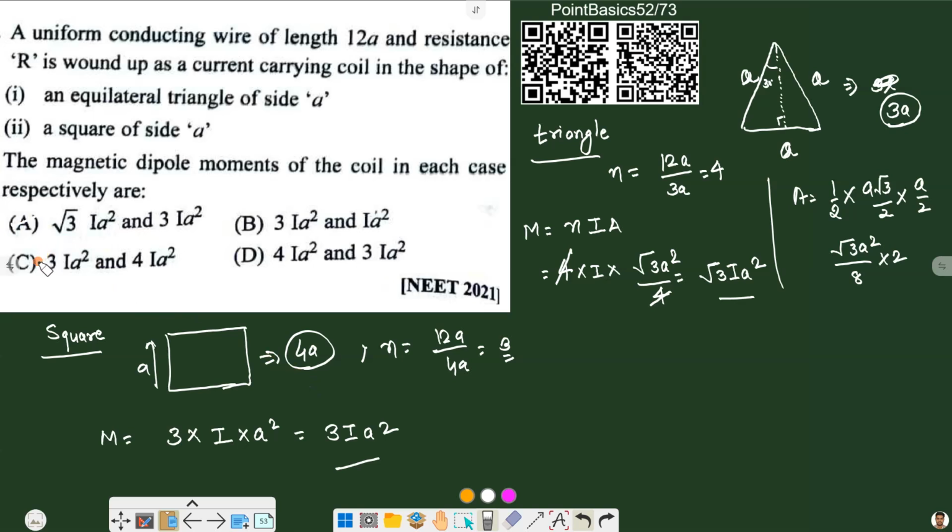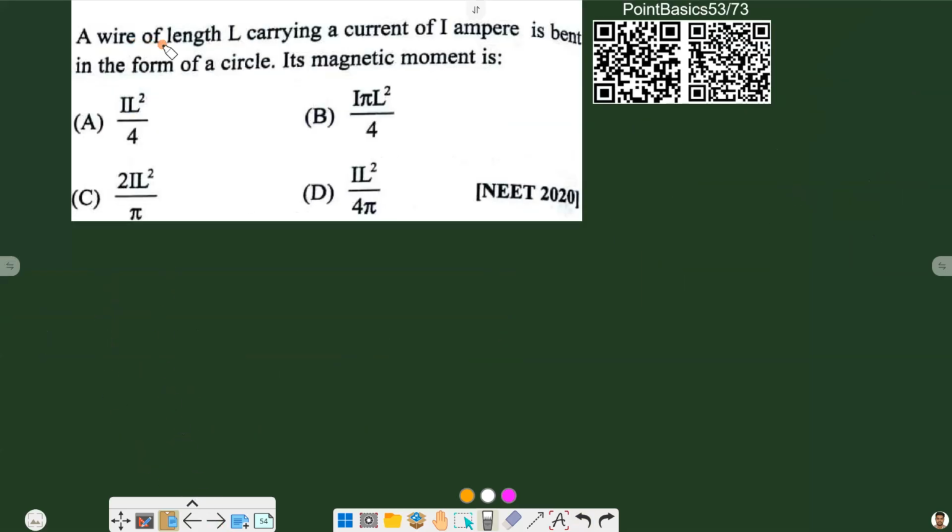Now let's move to the next one. A wire of length L carrying current I ampere is bent to form a circle. The magnetic moment? So L is the original length of the wire and we bent it to form a circle. Suppose this is the circle and this circle has a radius equal to R. So the circumference of this circle should be equal to the length of the wire. So 2 pi R is equal to L, or R is equal to L by 2 pi.